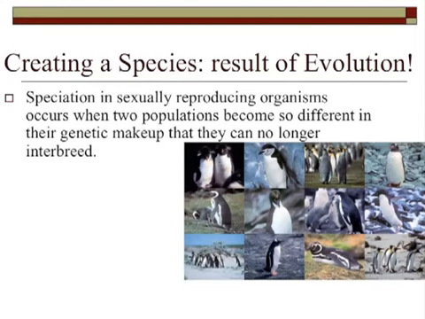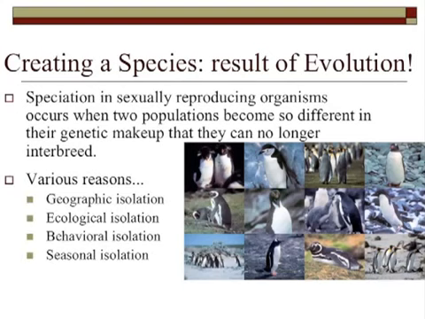Speciation is the creation of a species, and it occurs in sexually reproducing organisms when two populations become so different that they can no longer interbreed and produce fertile offspring. If you remember the vocabulary from before, a species is a group of organisms that can breed and produce fertile offspring. So if two organisms cannot interbreed and produce fertile offspring, then they are a different species.